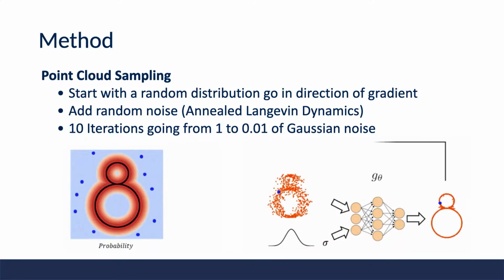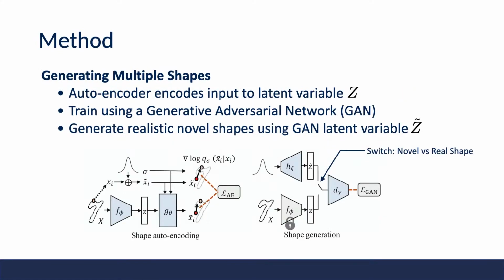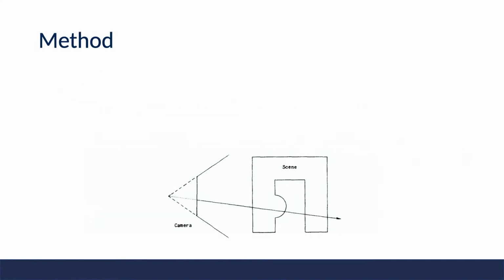And in this case, that involves 10 different iterations going from a large Gaussian noise to a small Gaussian noise. To generate multiple shapes, we're going to use a GAN autoencoder, where we encode into a latent variable z, and at runtime we can flip a switch and take the latent variable generated by the GAN and use that to decode the actual shape and sample points from that and see what shapes we get from that.